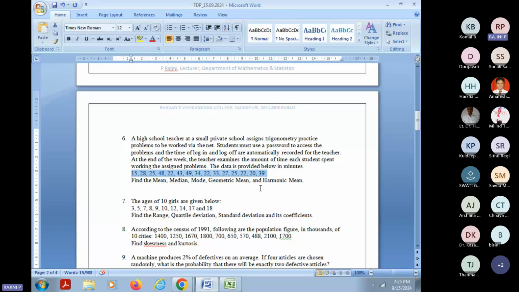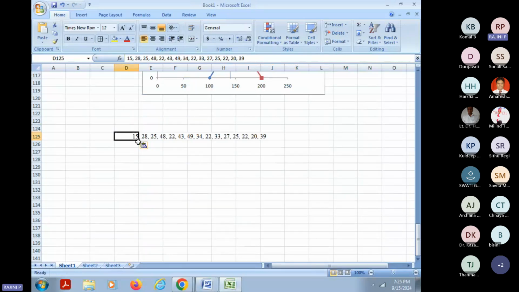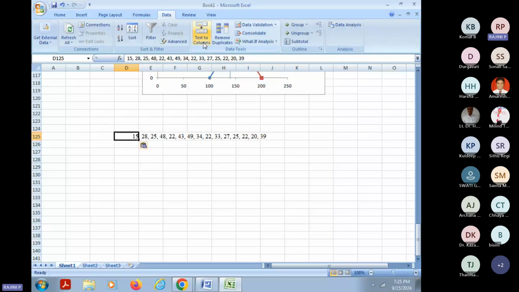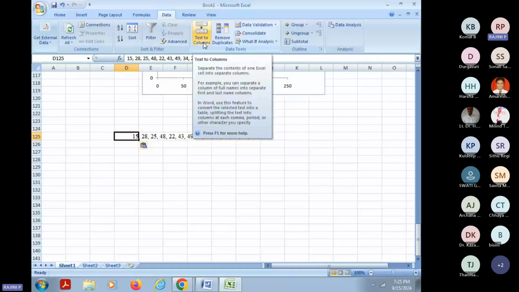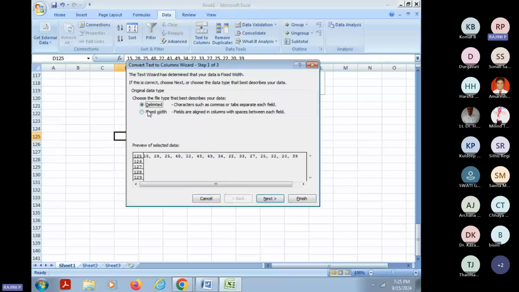Copy these values and then just see, I'm pasting. The values have not come in each cell. In one cell only we got all the values. First you need to understand how to arrange the data. So select this, go to Data and then go to Text to Columns. Click on Delimited. Why did I select delimited and not fixed width? Because here each value is separated with a comma.